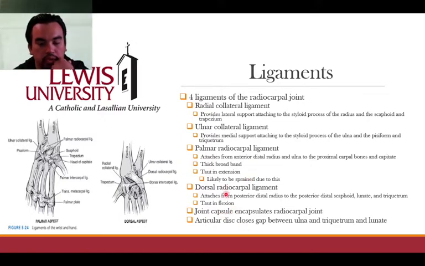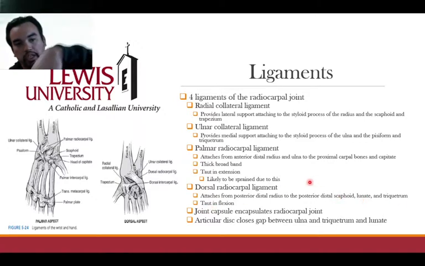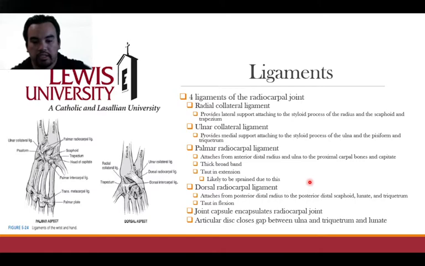And then we have the dorsal radiocarpal ligament, which attaches on the posterior aspect of our radius and the posterior distal scaphoid, lunate, and triquetrum, and it's taut in flexion, so it keeps them from popping out the top of our wrist as well. The joint capsule encapsulates that radiocarpal joint completely, and there's an articular disc that closes the gap between the ulna and triquetrum, which we've already talked about, and the lunate.